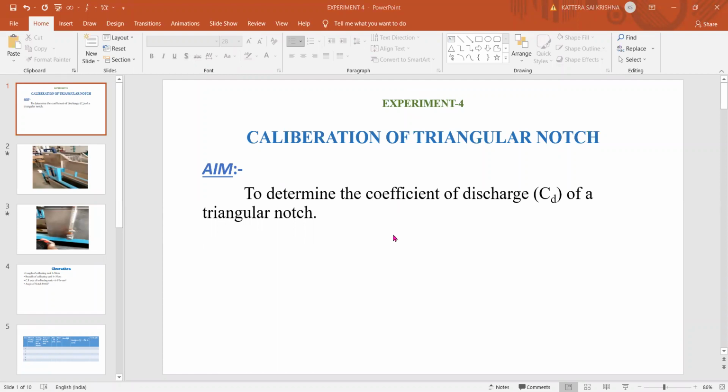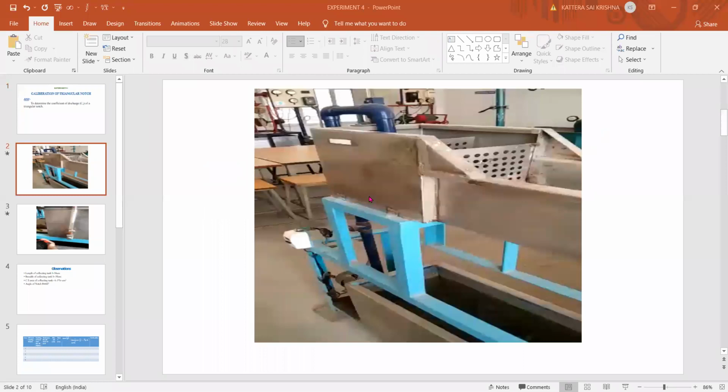Okay, so first write down your aim of the experiment. The aim of the experiment is to determine the coefficient of discharge of a triangular notch. Right. Next, I will show the experimental video.